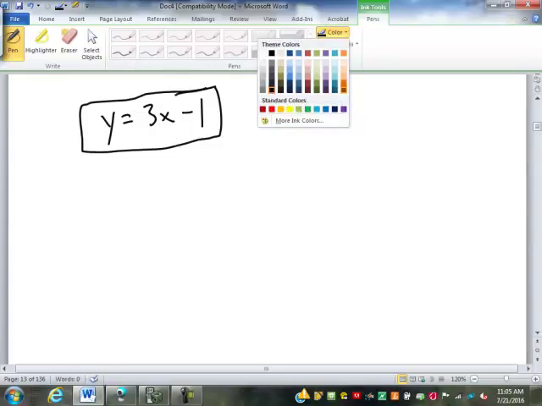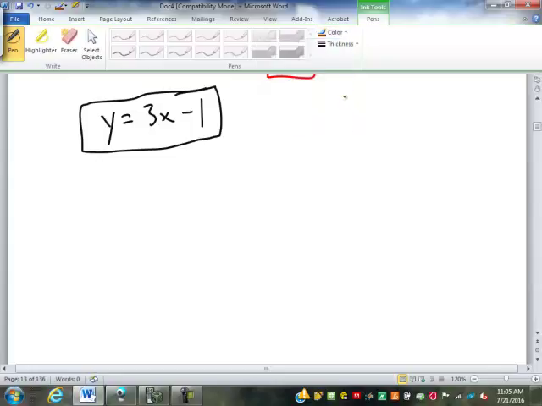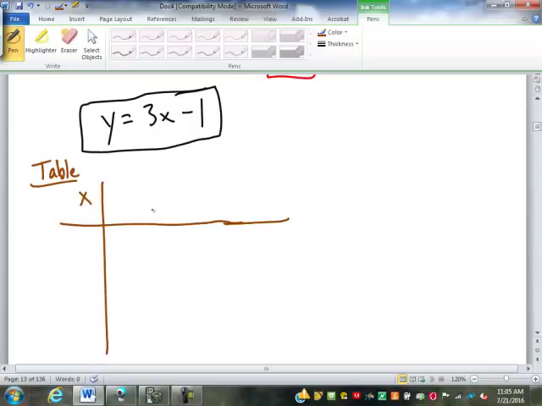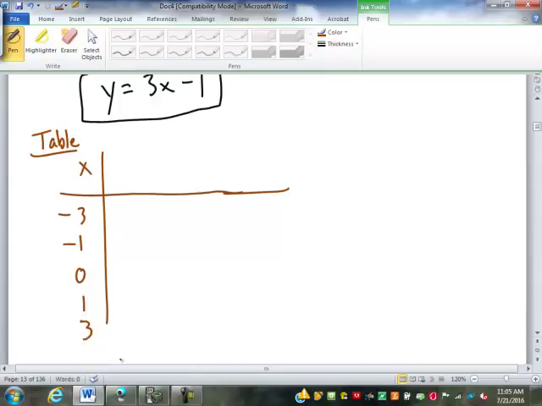The way we represent those solutions is on a graph. To figure out how to graph it, one of the first stages we can do is make a table. And when we make a table, what we do is we pick values for one of the variables. So I'm just going to pick values for x. Let's do -3, -1, 0, 1, and 3. I pick values for x. And then I have to figure out what y has to be based on those values for x.